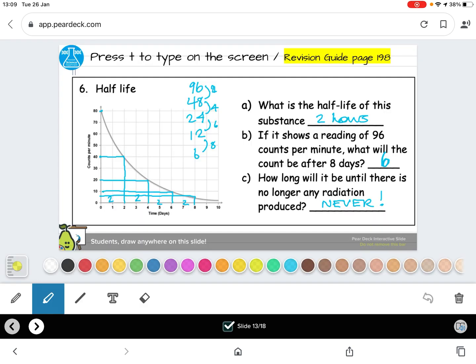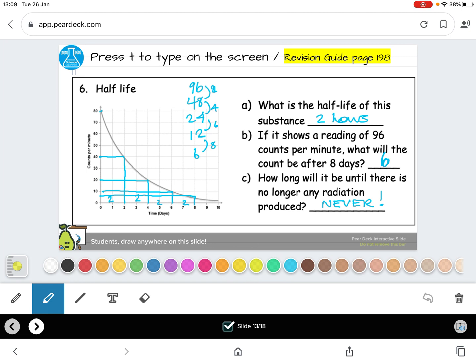So we had a question here. The half-life of this substance is the time taken for the count to halve. It starts at 80 on the y-axis. So how long does it take to get to 40? And then how long does it take to get to 20, which is half of 40? You can see from the lines that I've drawn down that each of those answers was 2 hours. So what's the half-life of this substance? 2 hours.